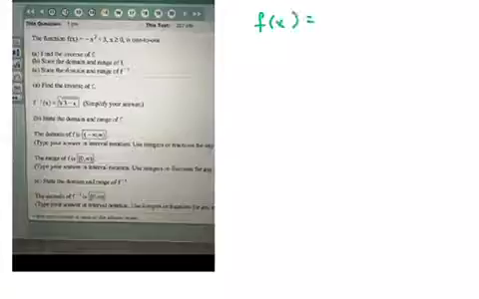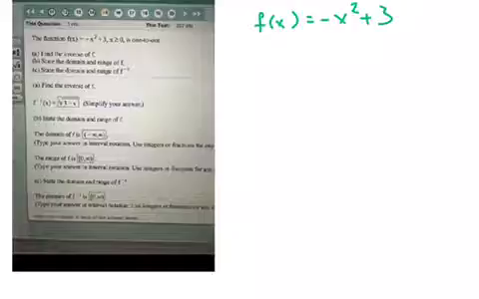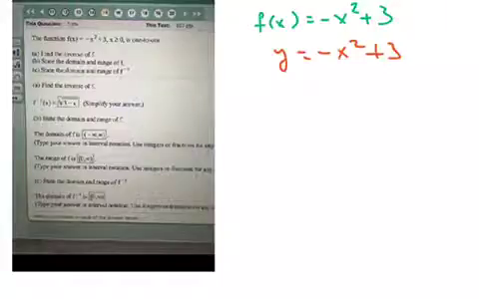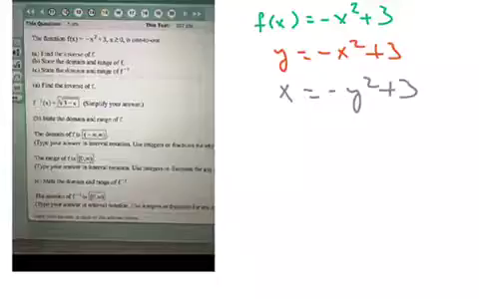Okay, number one, let's find the inverse of f. So what is the inverse of f? Well, given f of x equals negative x squared plus 3, the first thing I would do is rewrite this as y equals negative x squared plus 3. And all the inverse means is that you switch x and y. So now this says x equals negative y squared plus 3.